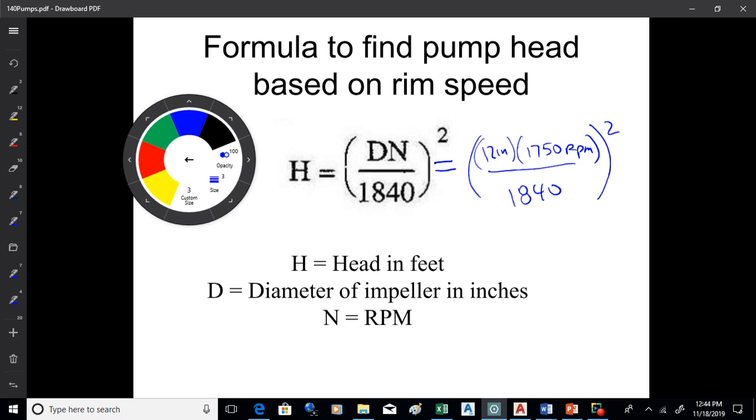Okay, so that'd be 12 times 1750 divided by 1840, and then you could square that. So this pump in that example would deliver about 130 feet of head. And that has to do with how high it would raise the water. That's something on the order of about 56 psi is what that pump would deliver.